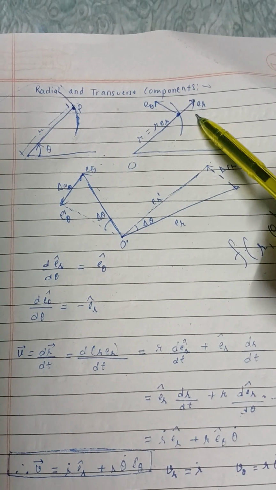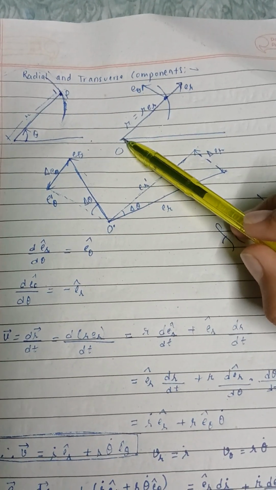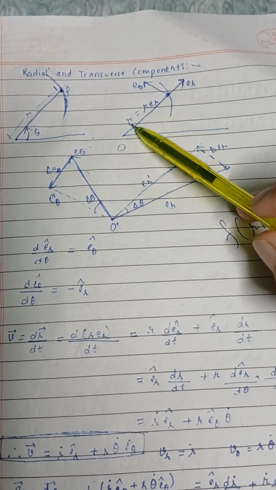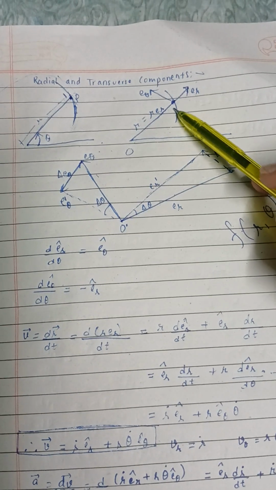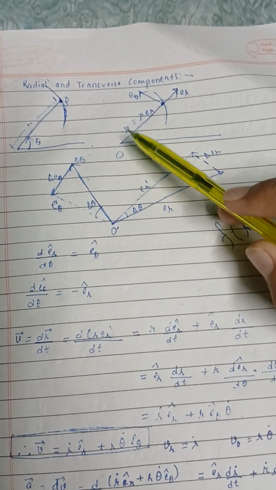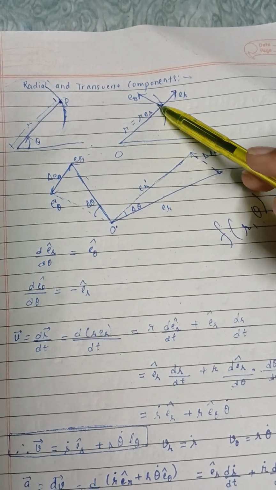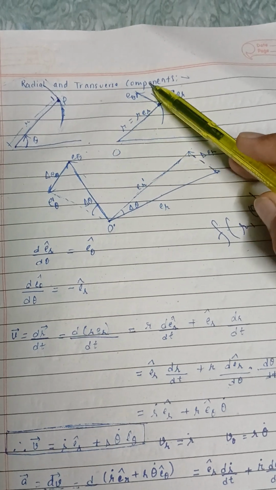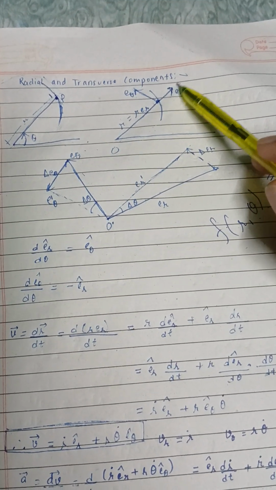The vector ER is directed along the r, which is our displacement, and E theta is directed along the angle. Here is theta, which means that the E theta vector will also be directed towards the angle, and the ER vector will be directed along the displacement.